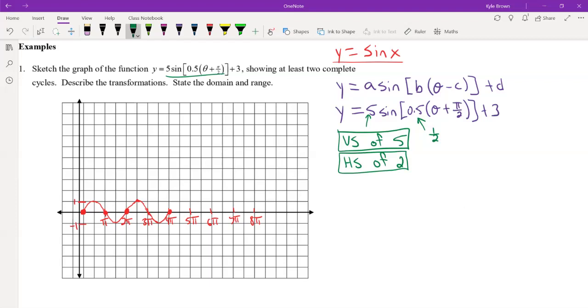Now, while we're doing that, horizontal, well, no, you know what? I'll come back to it. I'm not going to confuse things yet. We'll just stick to that. So horizontal stretch of 2.